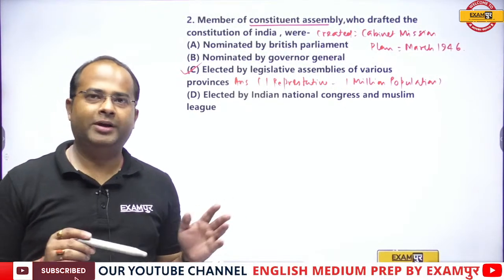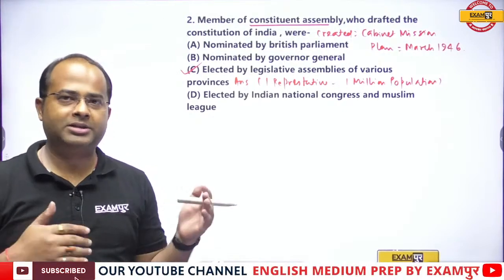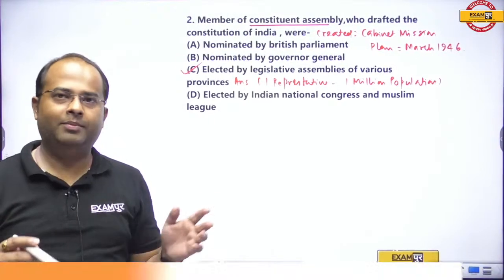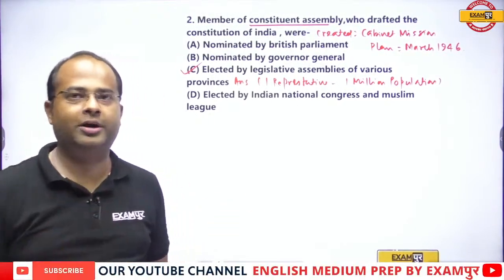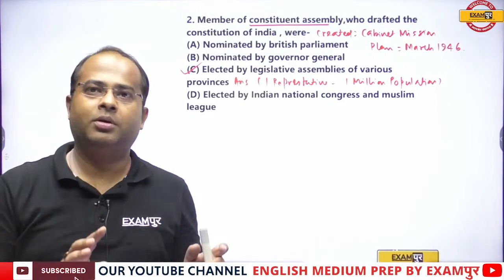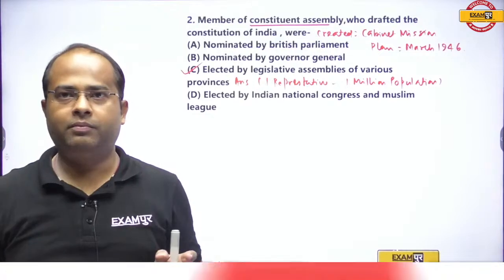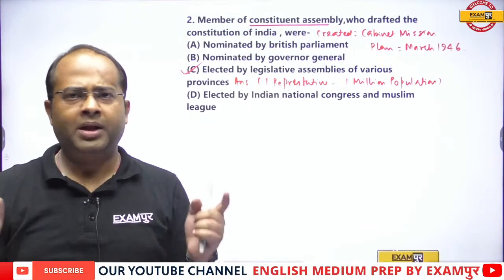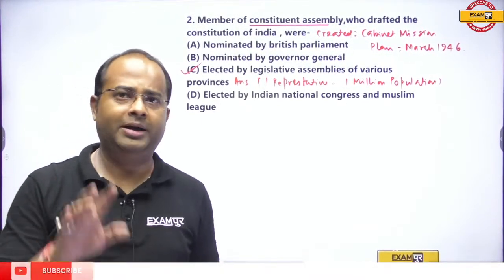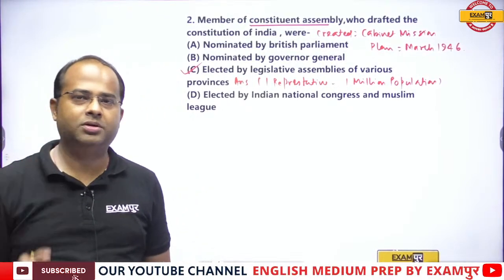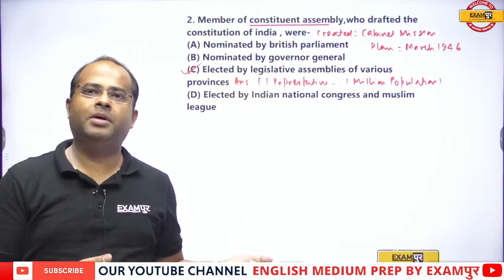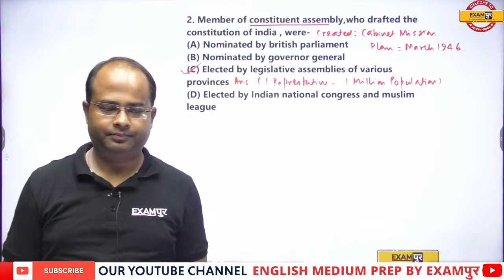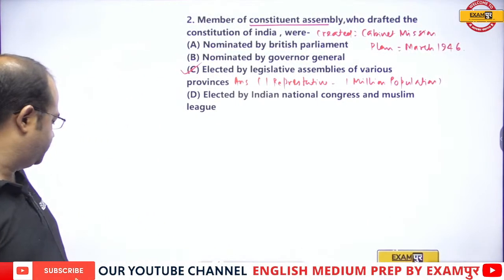So before moving to the next question, whatever we have discussed till now, that is the second question. I hope it is clear to all of you. Now we will be moving to the next question. Guys, one thing you should remember, the nominated members were from the princely states. They were not from the legislative assemblies of various provinces. And Baba Saheb Bhimrao Ambedkar was not a nominated member, because nominated members were representatives of princely states. I hope it is clear. Now let's move to the next question.